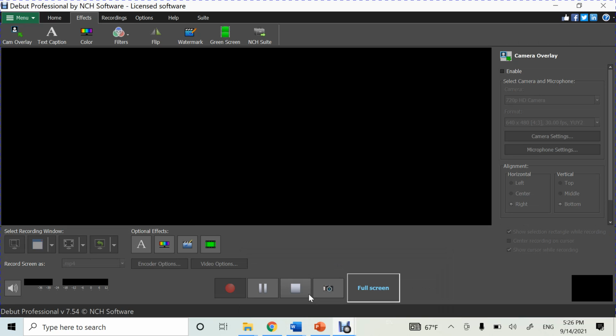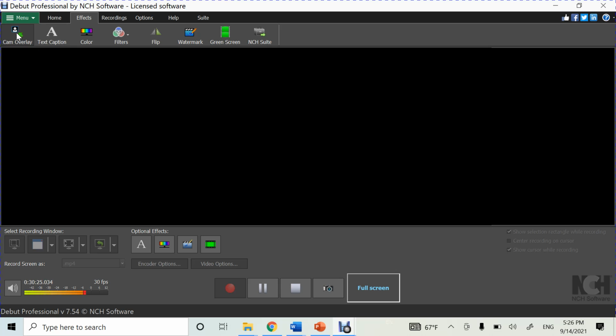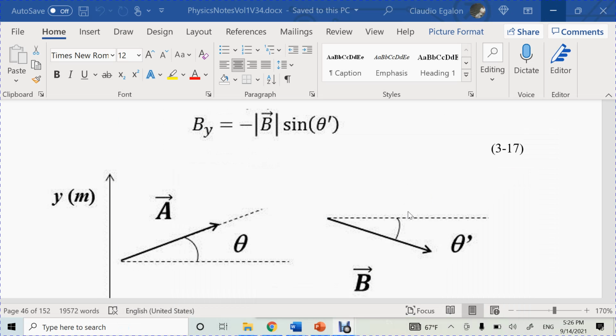Let me see if I'm getting everything that I want here. Effects, camera overlay. Interesting, not overlaying the camera. Okay, I'm going to move on.